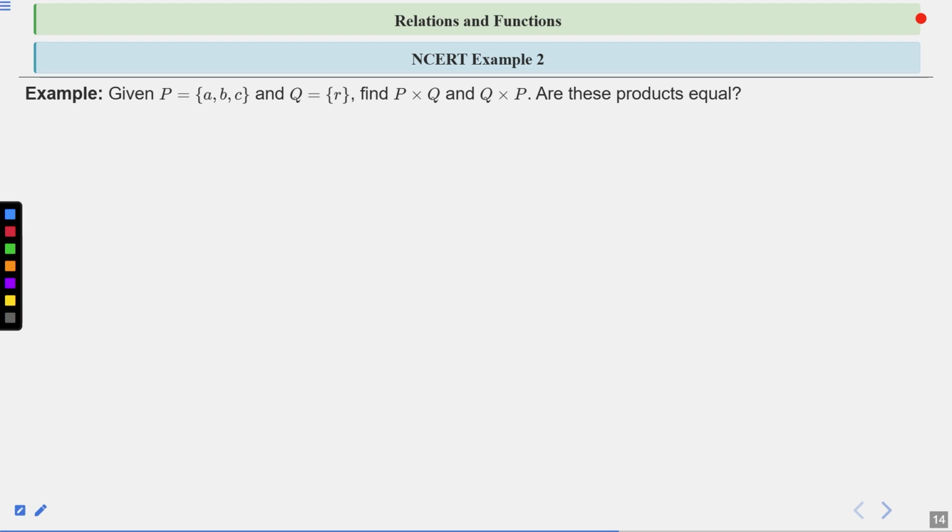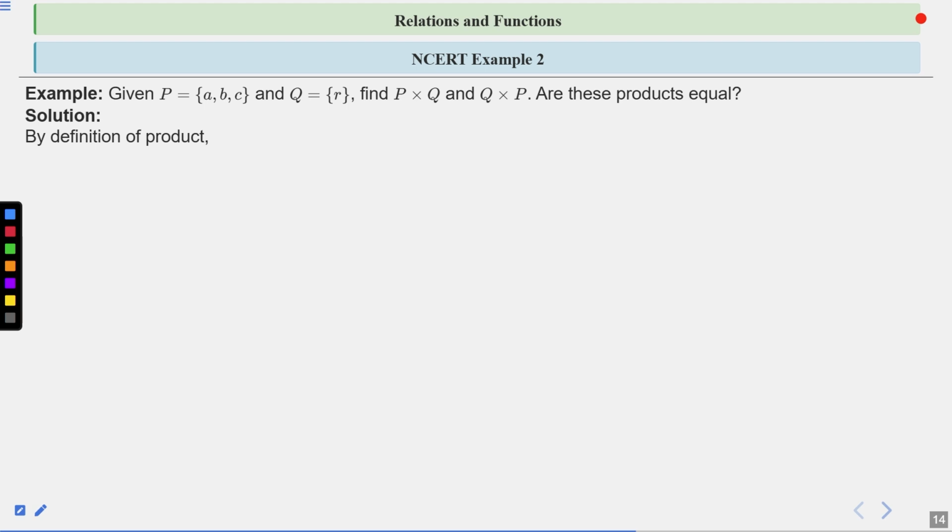Focusing on this example, set P is given to you with 3 elements A, B, C. Set Q is a singleton set, in which we have just a single element R. Now you have to find P cross Q and Q cross P, and observe whether both these sets are equal or not. Simple question. So, solution.